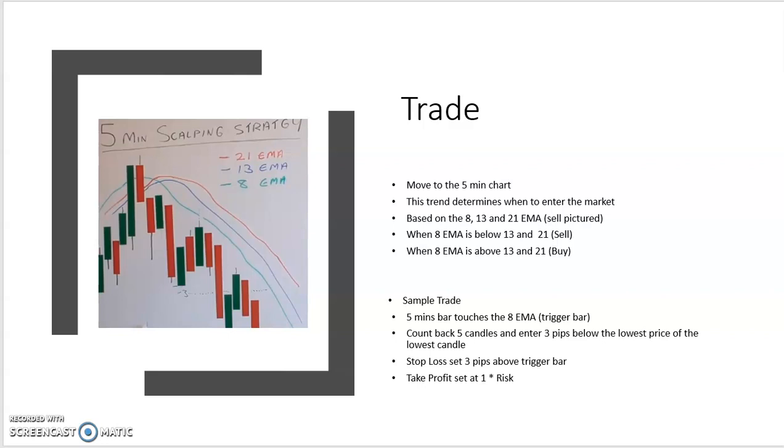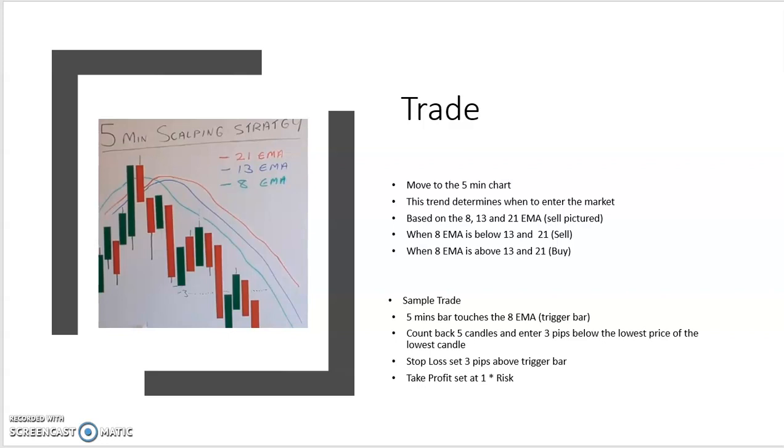So how do you decide when to jump into the market? Once the lines have started moving in a downward trend and you have the 8 below the 13 and the 13 below the 21, you want to look at the 5-minute bar. And you want to look when a bar touches the 8 EMA. That's going to be called the trigger bar. When that happens, you count back 5 candles and enter 3 pips below the lowest price of the lowest candle. If you look at the picture to the left, there's a 3 written on the 3rd candle from the left, and the one that's going to be your trigger bar.